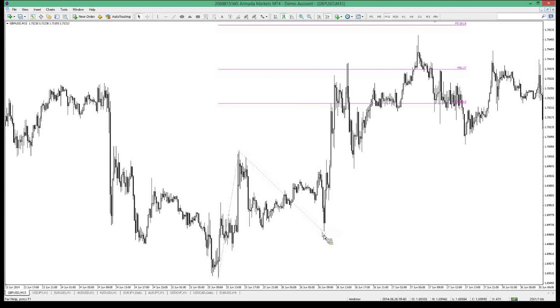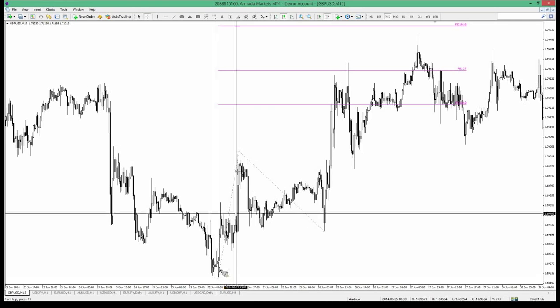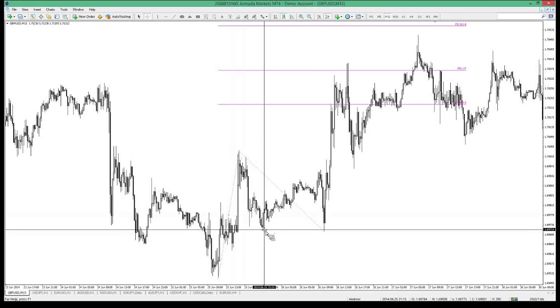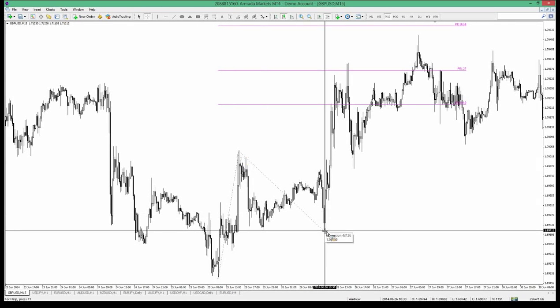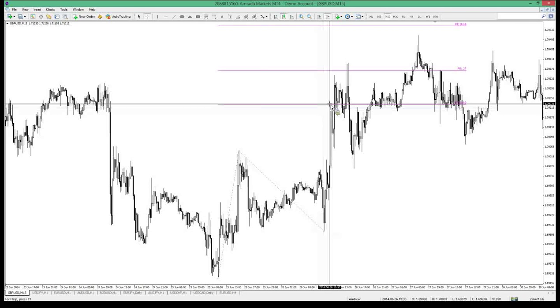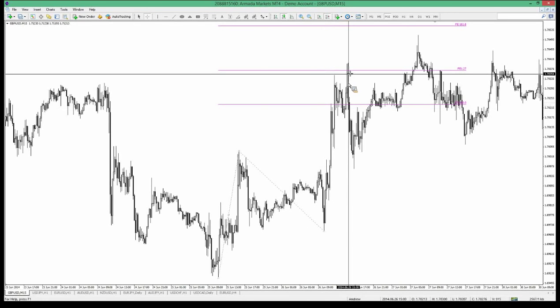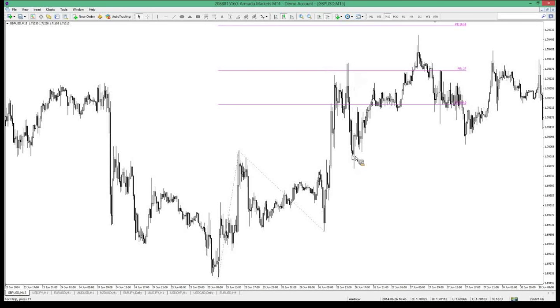See here, you can look at the precision on this from this low to this high. Price makes a low, but then makes a slightly lower low. Comes up to the 100% mark. Bang, 18 pips. It hits the 127. Bang, 30 pips.